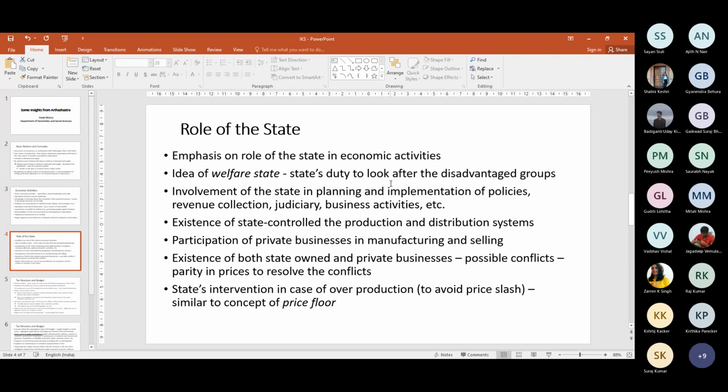Involvement of the state in planning and implementation of policies, revenue collection, in judiciary process, various business activities, all were mentioned in Arthashastra. And we can see in many of these aspects, significant role of the state. As I talked about, existence of state-controlled production and distribution system, like public sector enterprises, state-controlled production system, and distribution system like PDS.